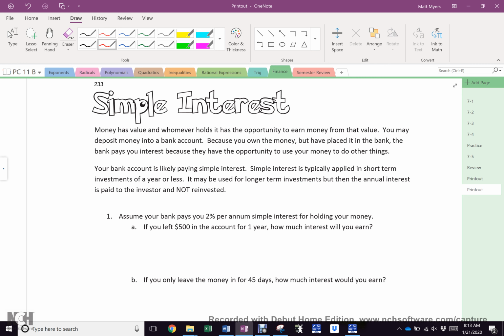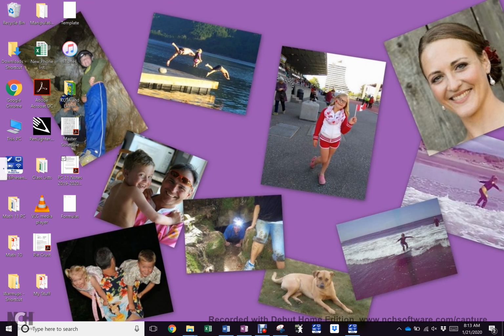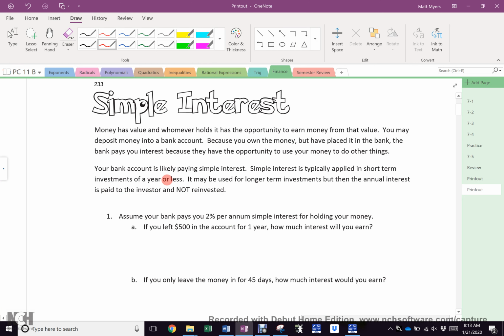Simple interest, just like it says, is a very simple concept. You can read this paragraph right here. Oh, my stupid little highlighter thing isn't lit up. You can read the paragraph right in the middle there. Your bank account, if you have one, is likely paying you simple interest. And we'll explain it in a minute. Simple interest is very easy. It is this. And now is when you might need to start writing. I equals PRT. And that's pretty simple.